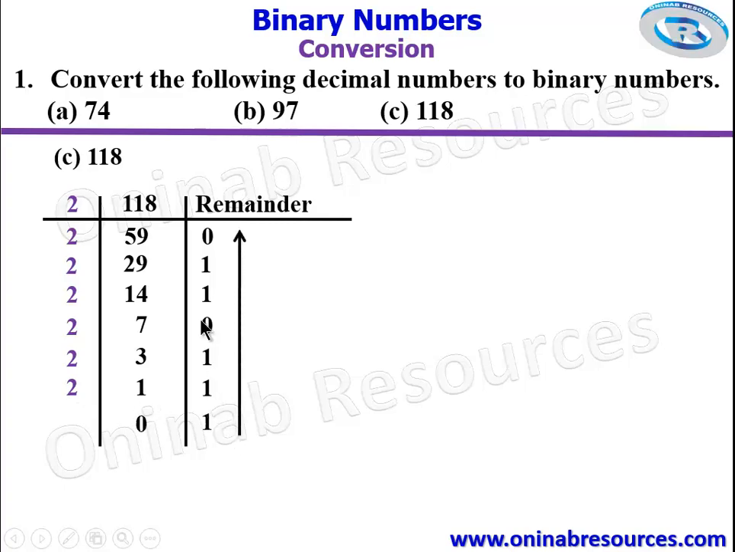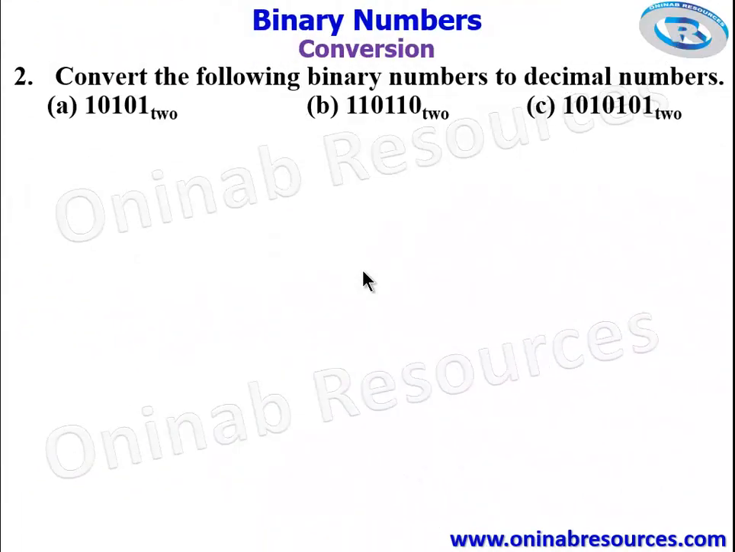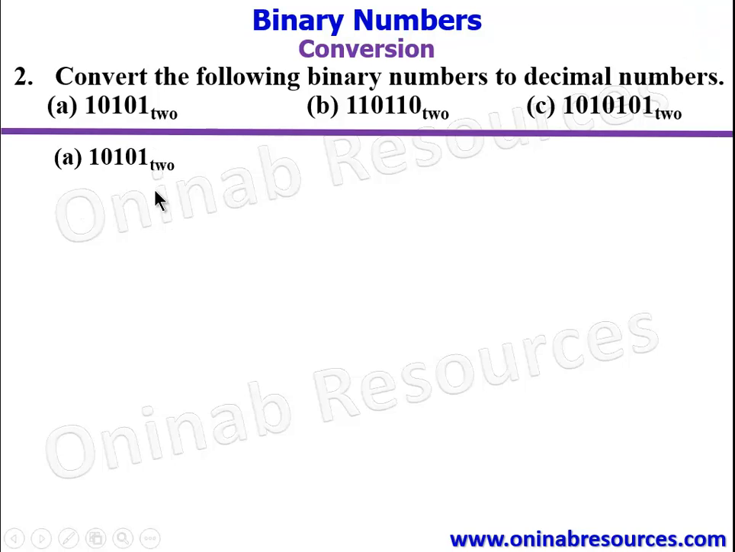We read upward as usual. That's giving us 1, 1, 1, 0, 1, 1, 0, base 2. And that's all for problem 1C. And then we go to problem 2. For problem 2, convert the following binary numbers to decimal numbers. So we start with A.